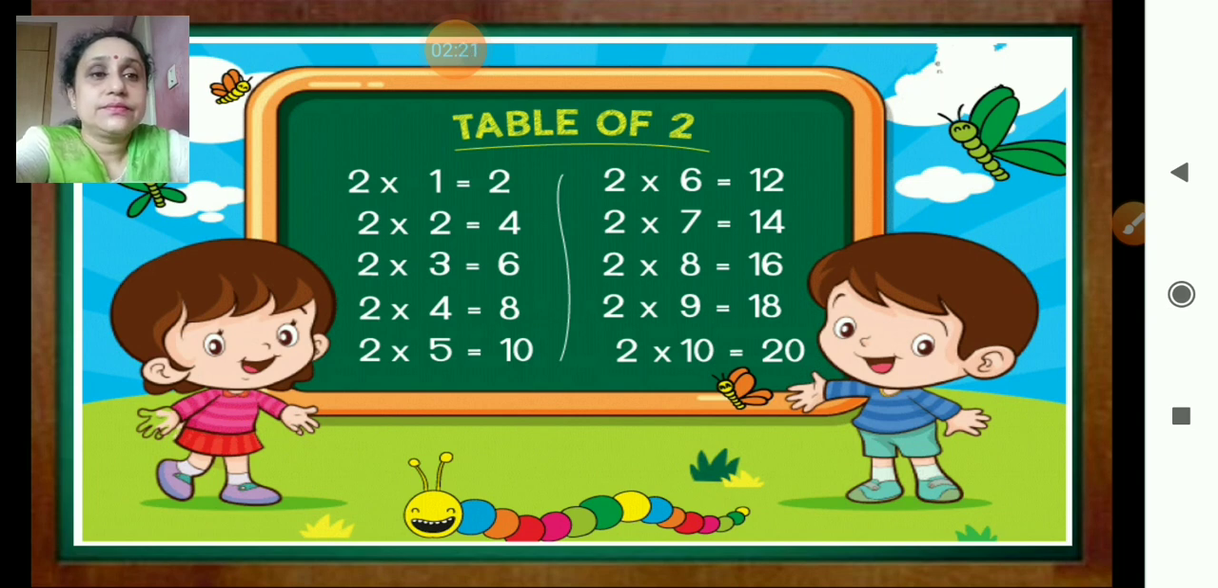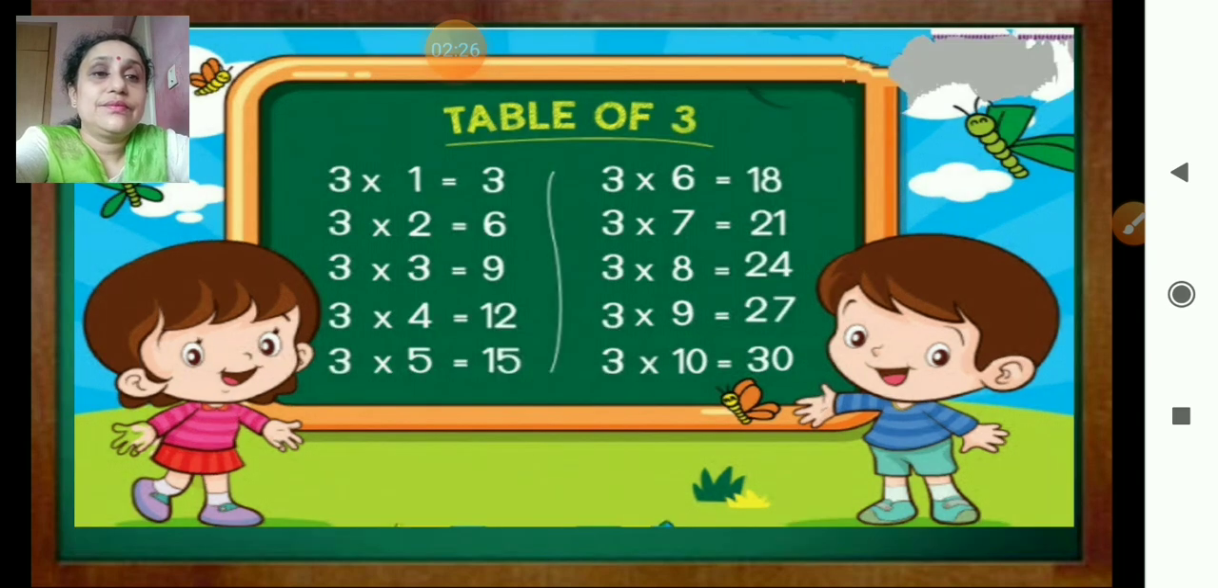Correct? Now what will be the next table? Table of 3. Shall we start? 3 ones are 3. 3 twos are 6. 3 threes are 9. 3 fours are 12. 3 fives are 15. 3 sixes are 18. 3 sevens are 21. 3 eights are 24. 3 nines are 27. 3 tens are 30.